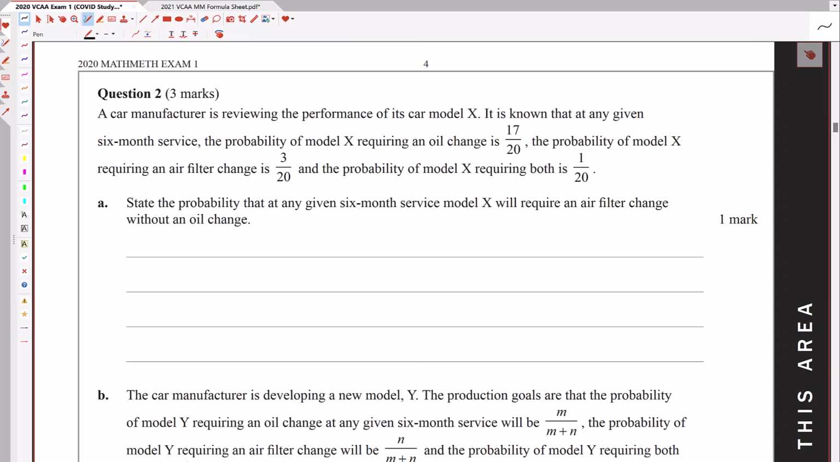So a car manufacturer is reviewing the performance of its car model X. It's known that at any given 6-month service, the probability of model X requiring an oil change is 17 on 20. The probability of model X requiring an air filter change is 3 on 20. And the probability of model X requiring both is 1 on 20. State the probability that in any given 6-month service, model X will require an air filter change without an oil change.